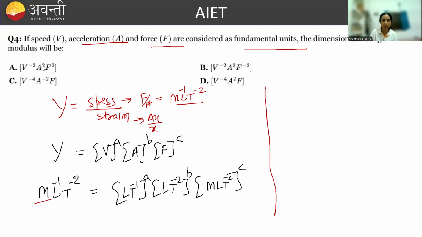Let's first focus on the power of M. The power of M on the LHS is how much? It is 1. And the power of M on the RHS is what? It is c. So c should be equal to 1.